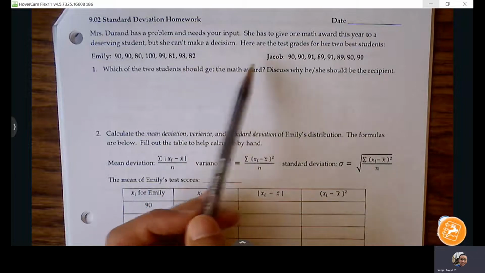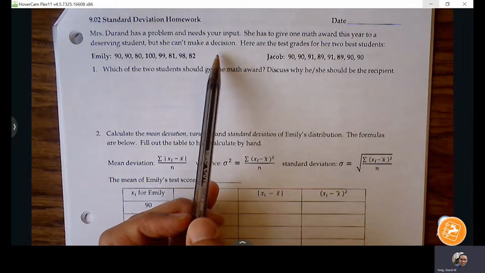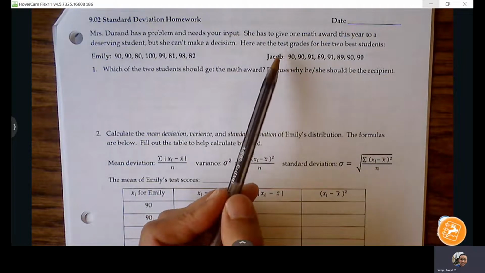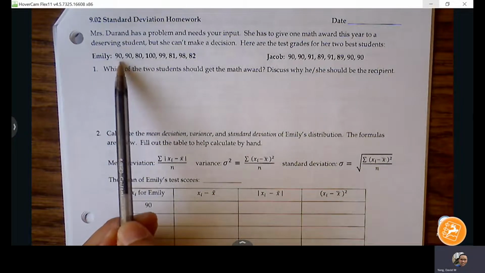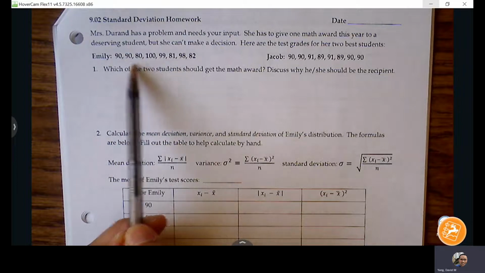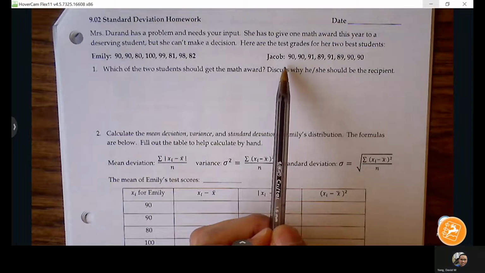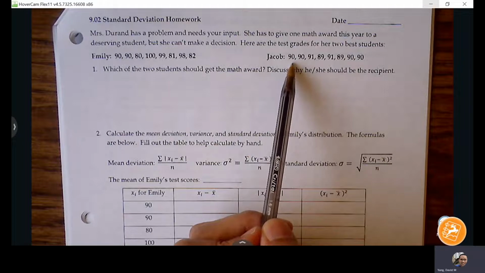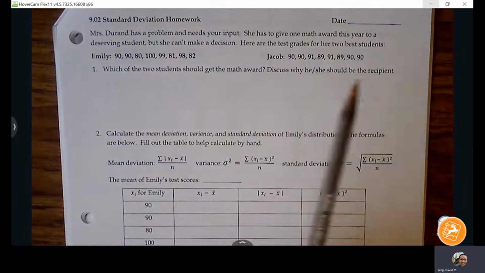Okay, so based off of the test grades, the teacher wants to decide which student is more deserving of the award. So here are the two test grades for the 2 best students. So 90, mainly good grades, but it dips all the way down to 80 and 82. Jacob doesn't score as high as Emily, but also doesn't score as low as Emily either. So it looks like Jacob is more consistent there.